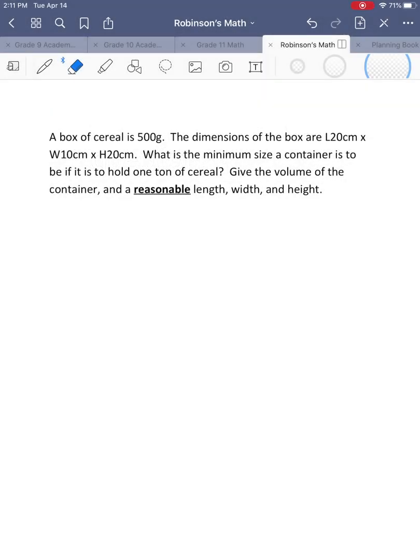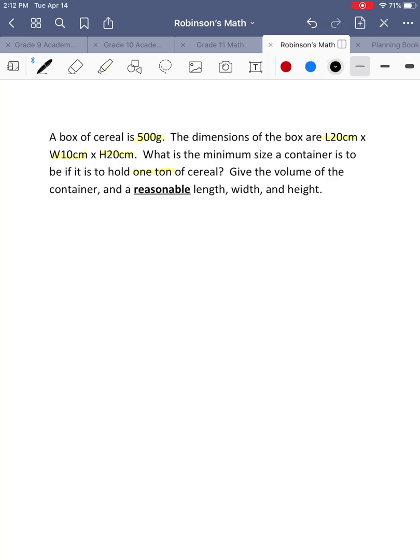Okay, so let's try and tackle this question here. So the first thing we're going to do is highlight the important parts of the question. So a box of cereal is 500 grams. The dimensions of the box are a length of 20 centimeters, a width of 10 centimeters, and a height of 20 centimeters. What is the minimum size a container is to be if it is to hold 1 ton of cereal? Okay, so the first thing we need to do is figure out how many 500 grams of cereal can we fit into 1 ton.